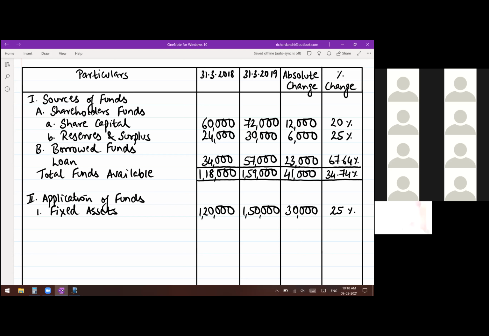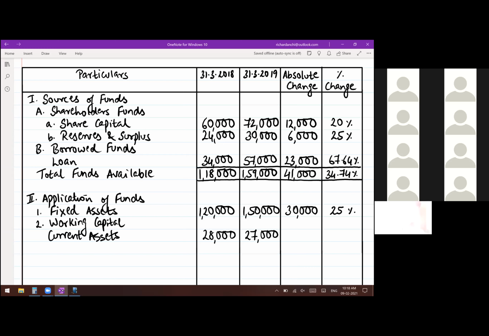You don't have investments in this question. There is only current asset and of course current liabilities. Both of them we will put together under the head working capital. Okay, so write down current assets. Point number 3, current assets for 2018, 28,000, and for 2019, 27,000. There is a decrease. Show it with a bracket.